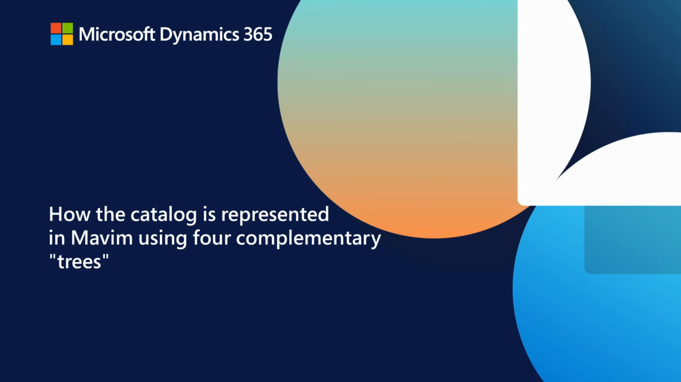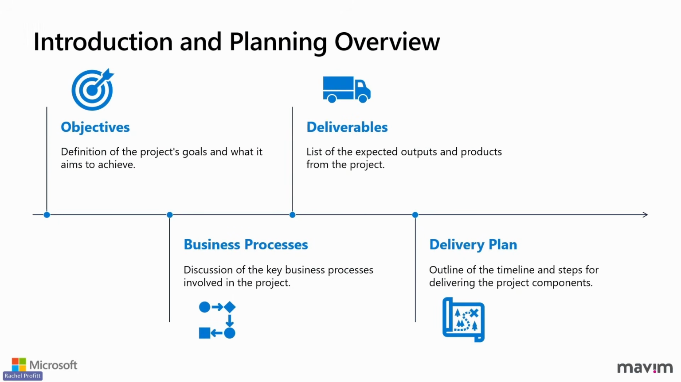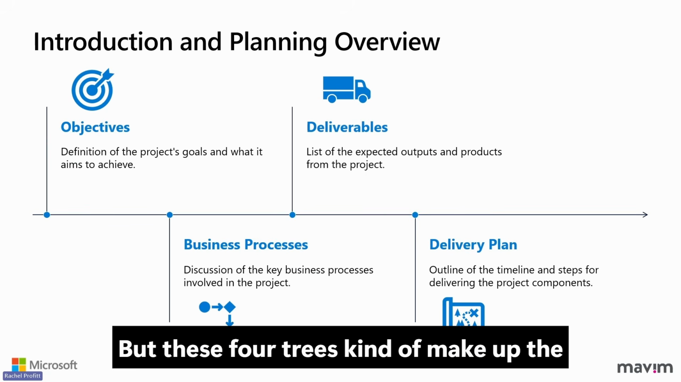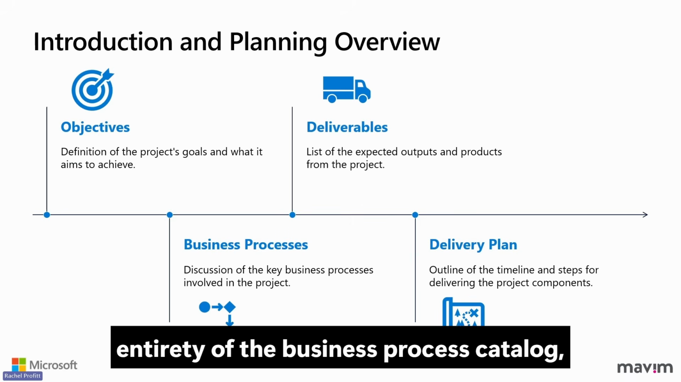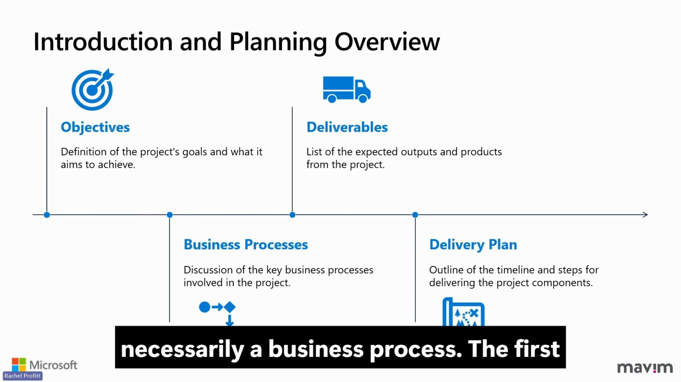So I want to talk now a little bit about the other complementary trees. So the business process catalog is actually one of the trees, and I'll talk about it in these complementary trees. But I want to spend a little bit of time talking about all the other data and information that we publish in our catalog that's related to the business processes. Business processes are kind of like our starting point where we ground things. But these 4 trees kind of make up the entirety of the business process catalog, although everything in the catalog is not necessarily a business process.